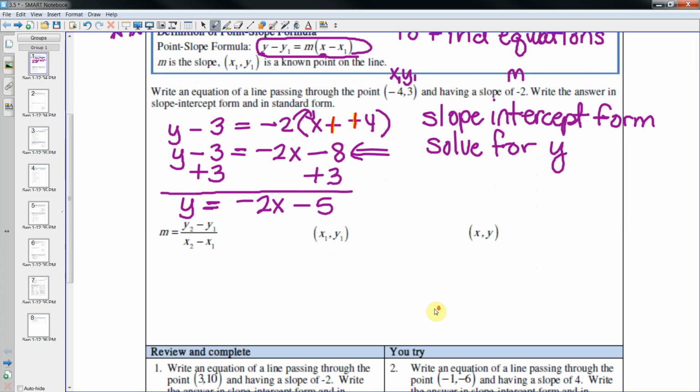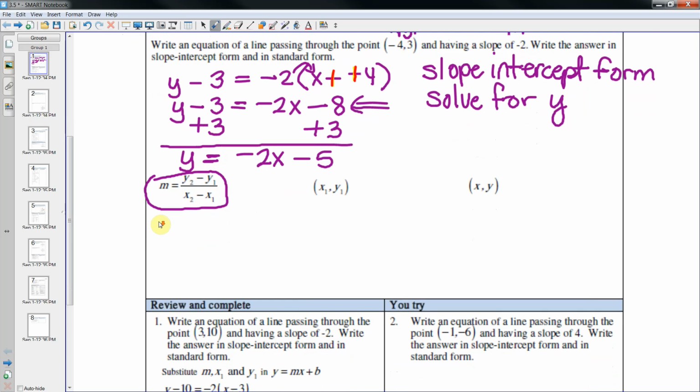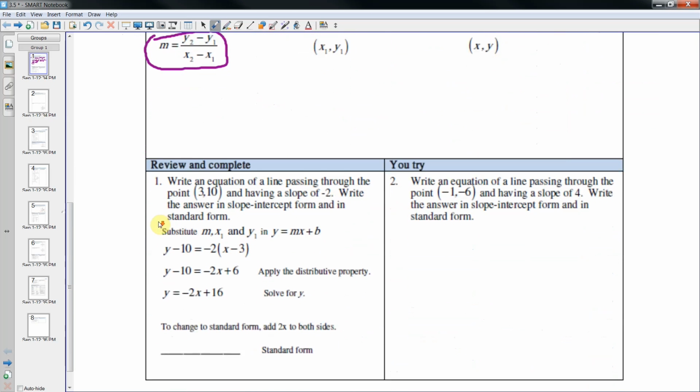Now, they put this formula in here because remember we put this on our note card. We may need that in the future. It looks kind of close to that actual formula a little bit. It's just not in a fraction form. Let's go down to the bottom of the page and let's try another one.